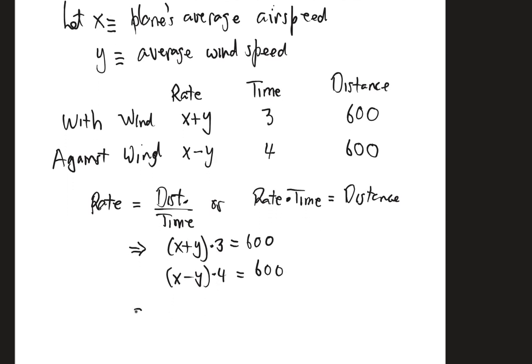If you divide both sides, you end up with this form of the relationship. So you'll have x plus y, dividing the first equation by 3, you'll end up with 200, and then dividing the second equation by 4, you'll have x minus y is equal to 150.